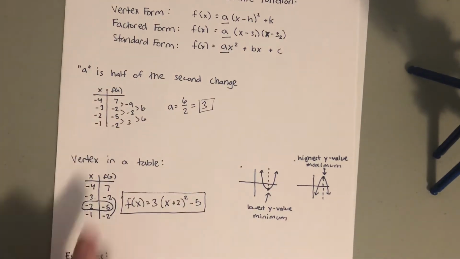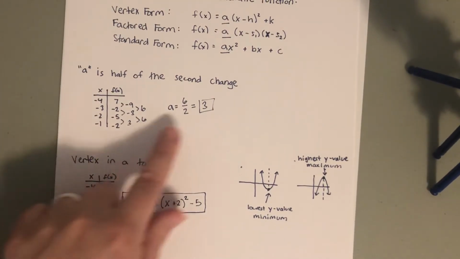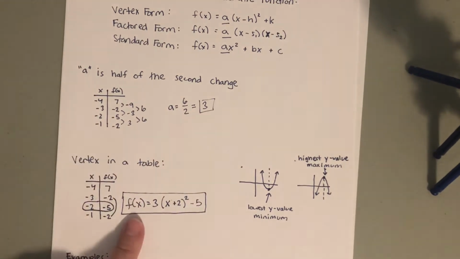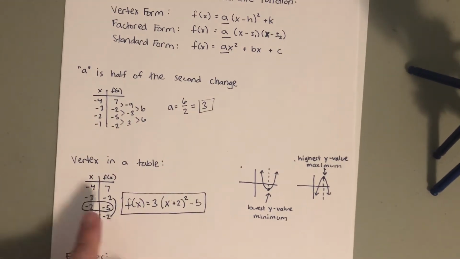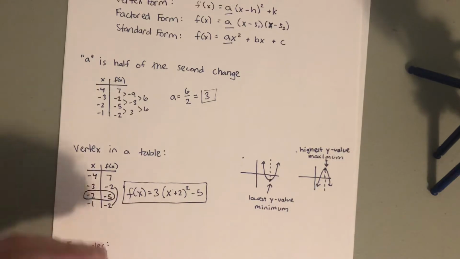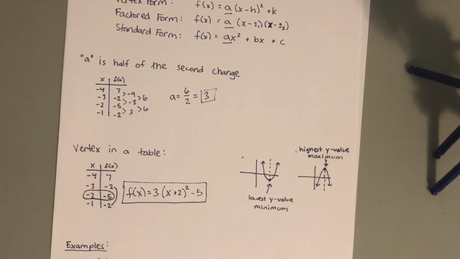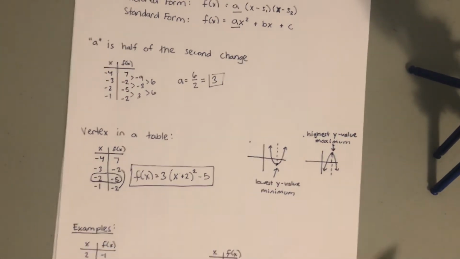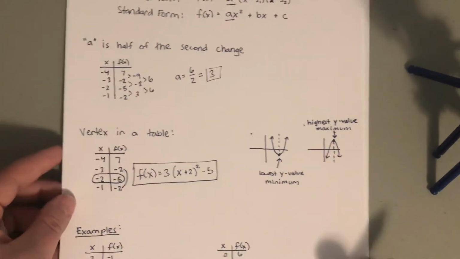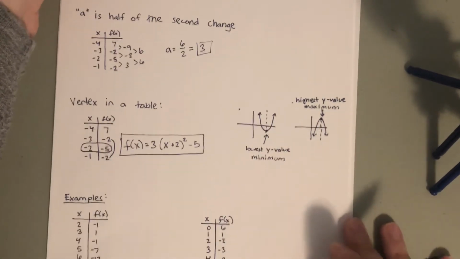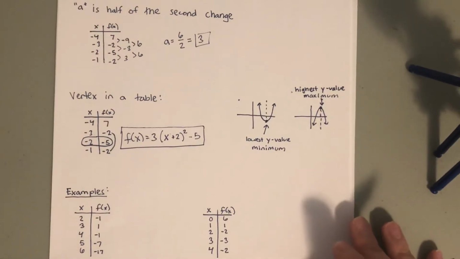So that's how you would find the A value from a table, half of the second change, and that's how you would identify the vertex in the table. You essentially find the point of symmetry. Okay? Now let's look at these. There's two examples down here. We'll do these two examples to see how we're feeling.